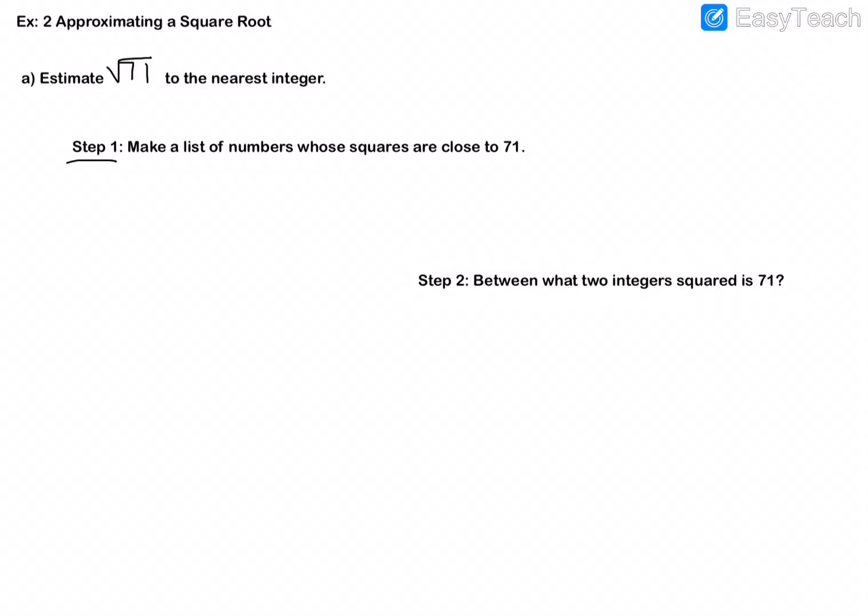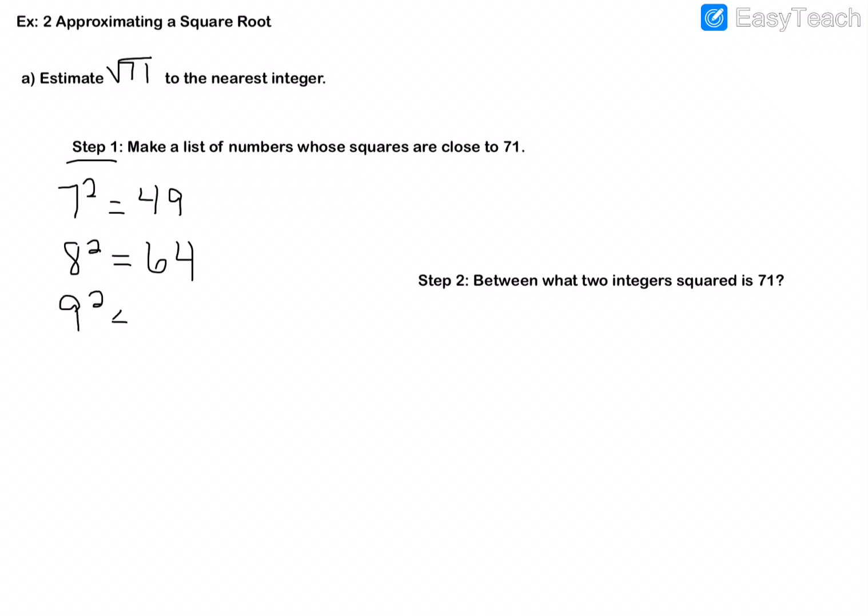Let's say 7 squared. 7 squared is 49. The next one is 8 squared. Okay, so 8 squared is 64. I'm getting closer to 71. And then I'm at 9 squared. And 9 squared equals 81. Okay, so now I'm over 81. So step 2, between what two integers squared is 71? Well, if I'm looking at this list I made right here, 71 falls in between 64 and 81, correct?